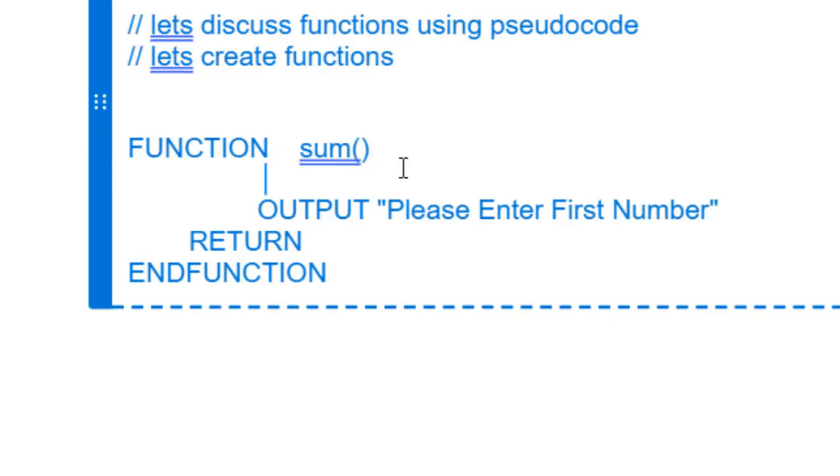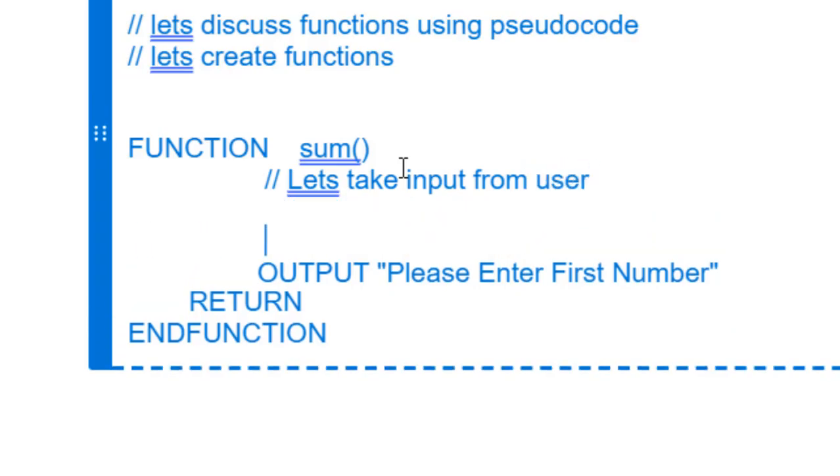I'm going to do what? I'm going to write here, let's take input from user. Okay, how to take input from user? So first we'll write here a suitable message, please enter first number, just like that. It's mentioned over here.